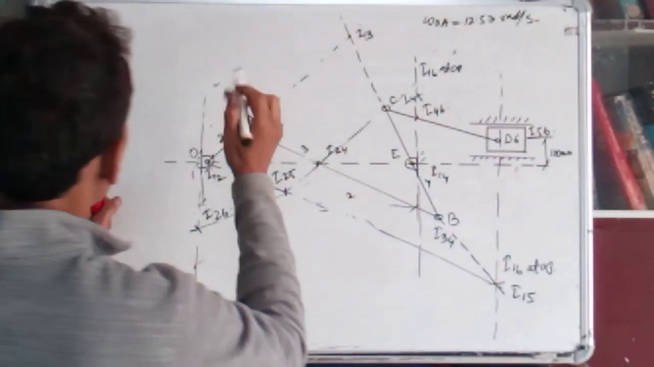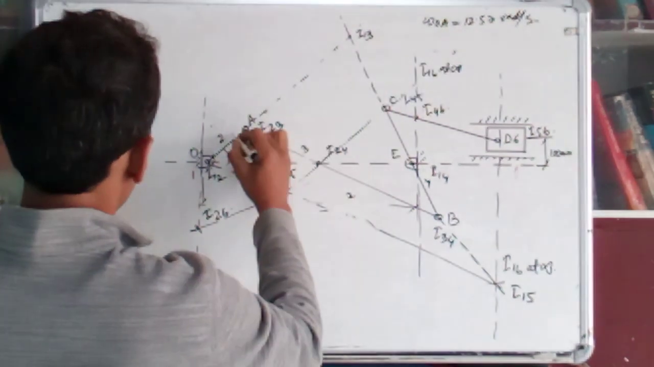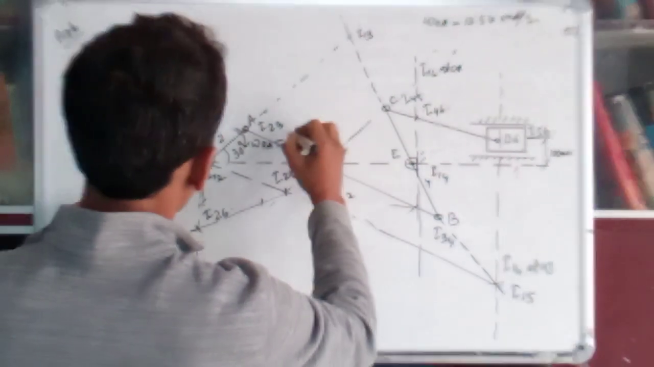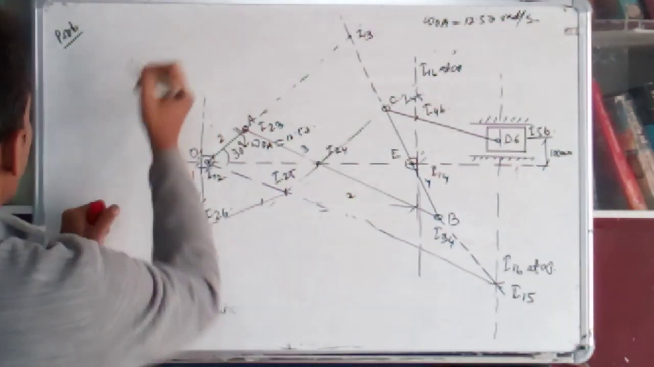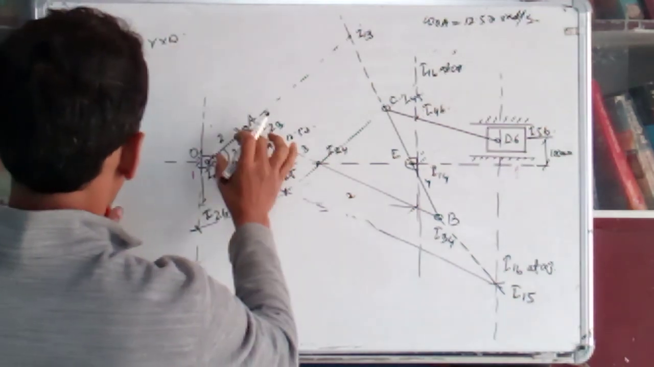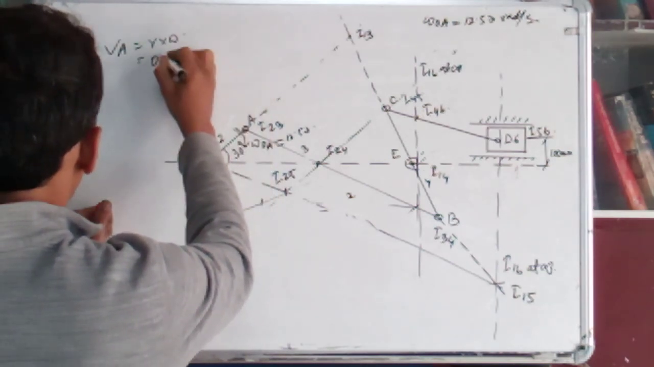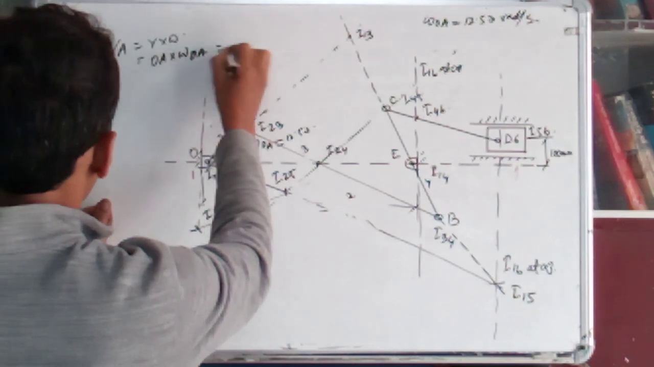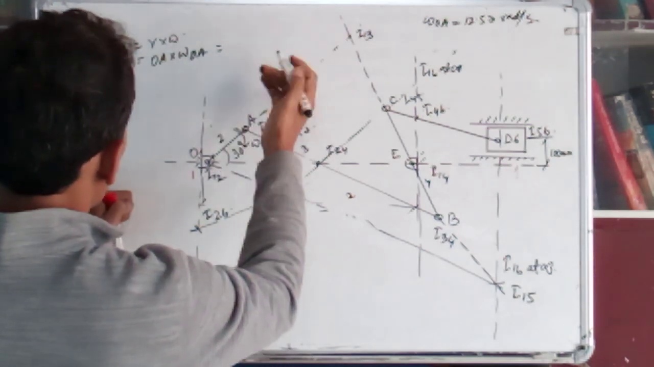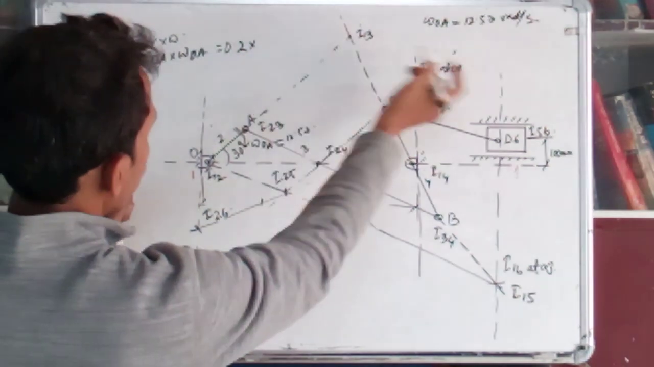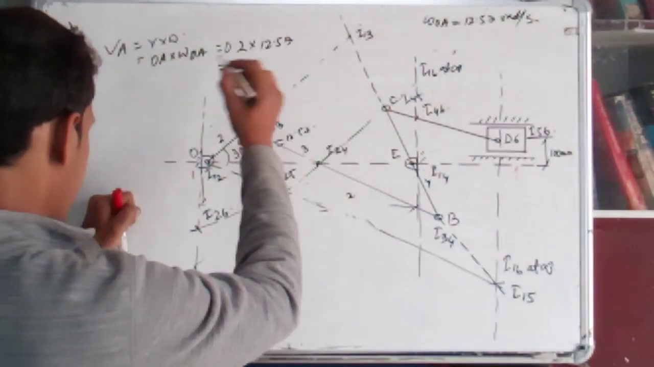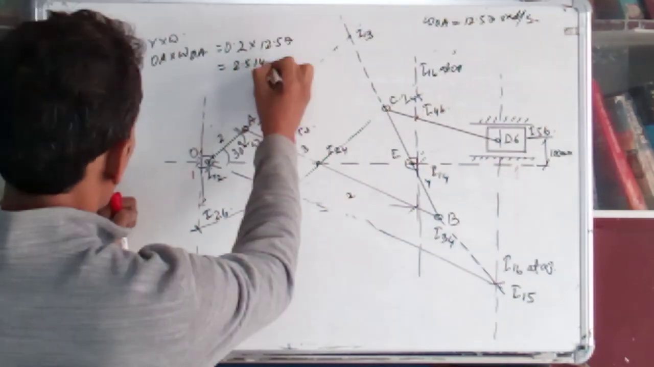Now suppose that angular velocity is omega 1, that is given as omega OA, which is 12.57. So the velocity VA, we know, is R into omega, so OA into omega OA. The distance was 200 millimeters, so 0.2 into 12.57. You solve it, so the velocity is 2.514 meter per second.